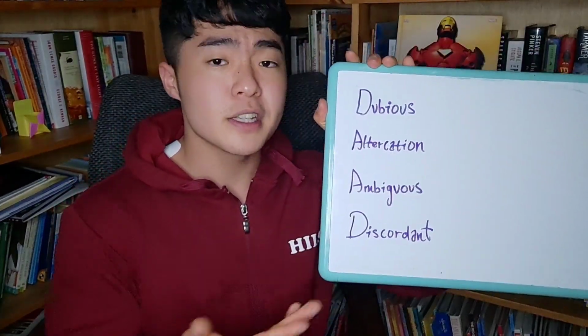Number three down. Word number 4, discordant. So discordant means to not be harmonious. So the opposite, the polar opposite of being in harmony. And when is harmony usually utilized? In music.